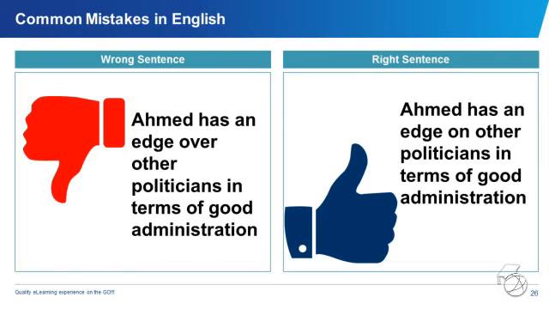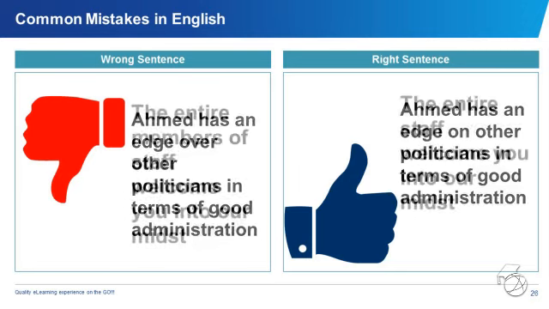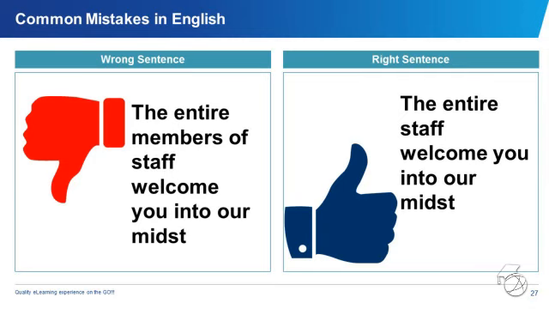Amid has an edge over other politicians in terms of good administration is wrong. It is correct to say Amid has an edge on other politicians in terms of good administration. Not has an edge over, but has an edge on. The entire members of staff welcome you into our midst is a wrong sentence. The correct sentence is the entire staff welcome you into our midst. Not the entire member of staff, but the entire staff. Or all the members of the staff welcome you into our midst.